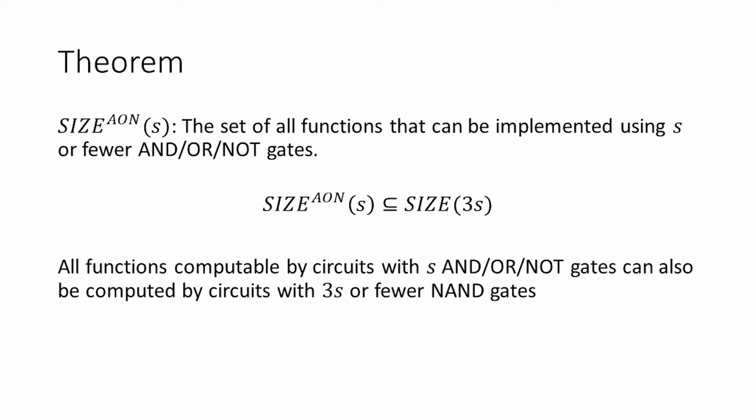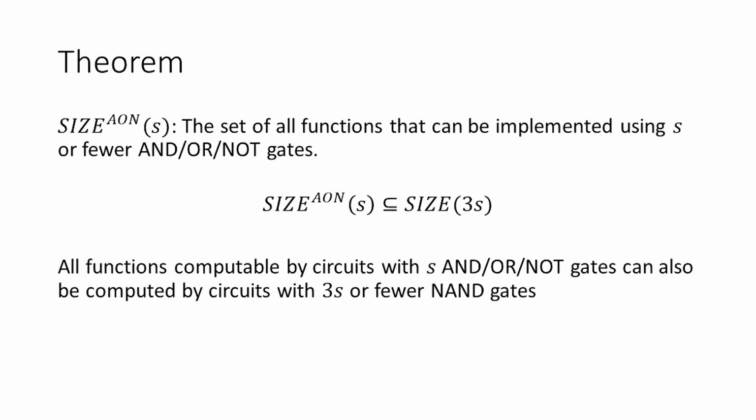3S, or no more than 3S NAND gates. Before we get started with our proof, we need to introduce just a little bit more notation. We said that size of S represents the set of all functions that can be implemented using S or fewer NAND gates. We're going to say that size superscript AON of S, changing our computing model, represents the set of all functions that can be computed using at most S AND, OR, NOT gates. So the same idea as size, but instead of counting NAND gates, we're counting collectively the number of AND, OR, NOT gates. Now we have everything we need to show our theorem.